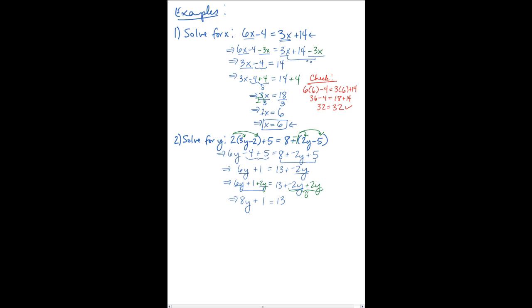Well, I want to get the y by itself, so I'm going to need to get rid of this plus 1. What is it doing in the equation? It's being added, so the opposite of adding 1 is subtracting 1. So 8y plus 1 equals 13. I can subtract 1 from each side. Plus 1 minus 1 is just going to equal 0. So I have 8y plus 0 is just 8y equals 13 minus 1 is 12.